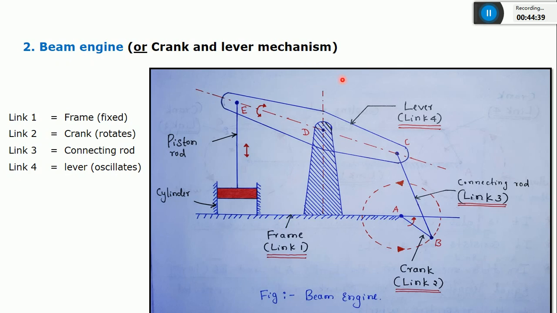Okay, I'll take another 2 minutes. In the next class, I'll be dealing with the Watt's straight line indicator mechanism. That is a third inversion.